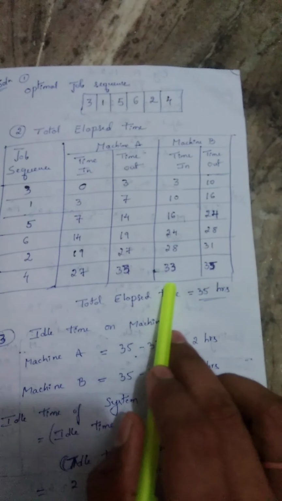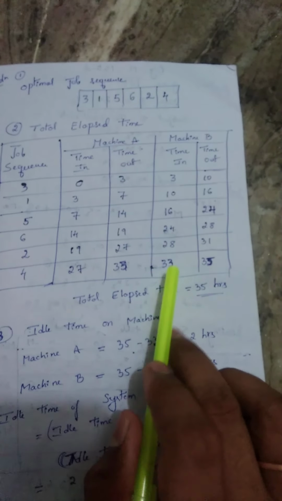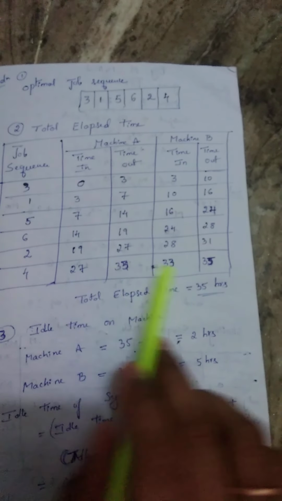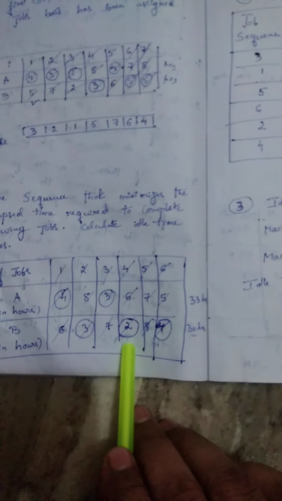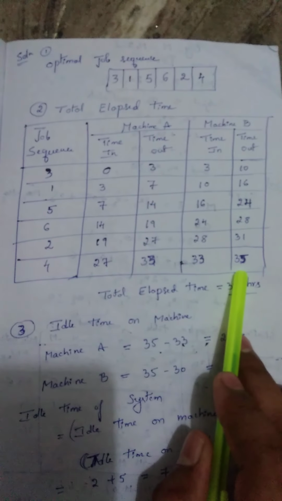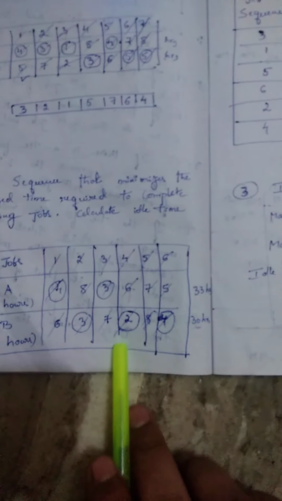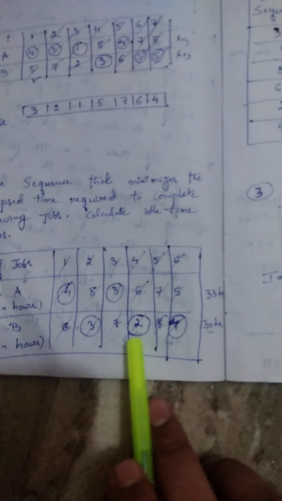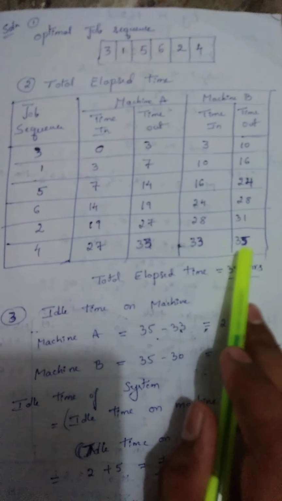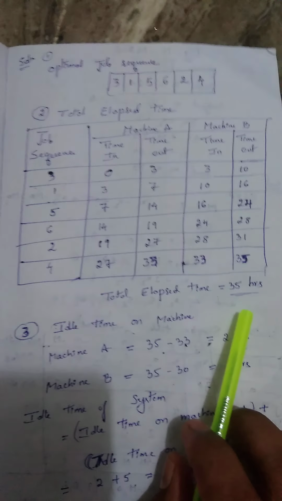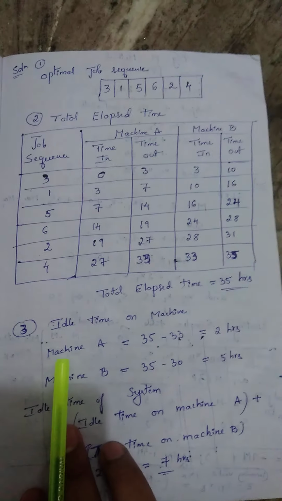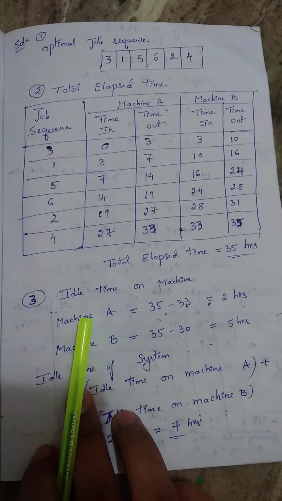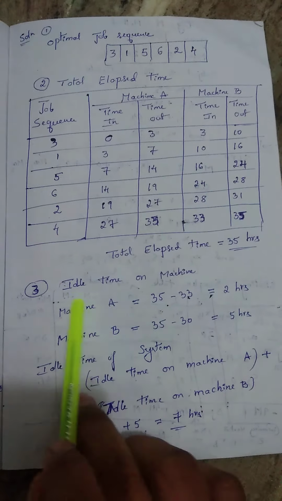That means after 33 hours machine B starts working. In the fourth job, what is the working time for machine B? In the fourth job, 2 hours. Therefore 33 plus 2 hours, 2 hours for the fourth job for machine B. 33 plus 2 getting 35. Therefore the total elapsed time of machine A and machine B is 35 hours. We are calculating the idle time of each machine.